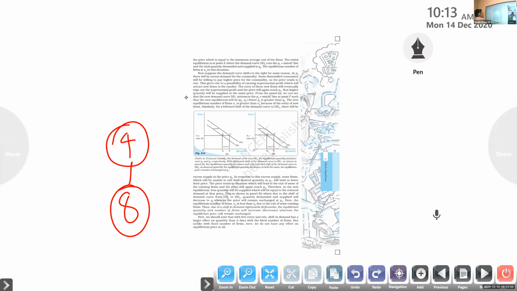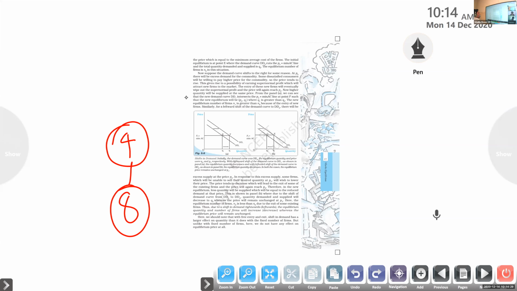The entry of these new firms will eventually wipe out the supernormal profit, and the price will again reach P0. Now a higher quantity will be supplied at the same price from panel A. So the price is going back to the original level. Supply will increase, excess supply will be there, so the price will decrease.